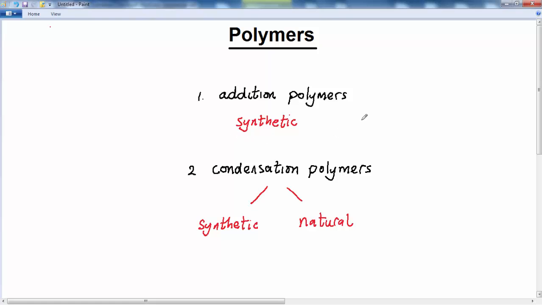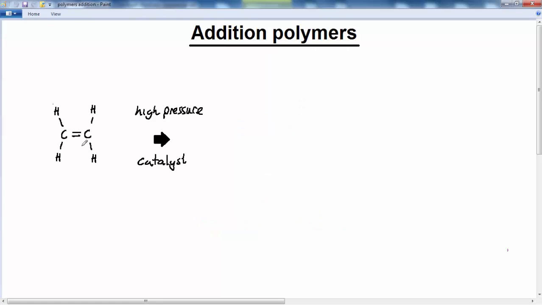So what we're going to do is start off with the addition polymers. Addition polymers are formed from alkenes, actually from ethene, and make use of the fact that there is a carbon-carbon double bond. Under high pressure and using a catalyst, this carbon-carbon double bond can open up to allow this ethene molecule to join on to another ethene molecule whose carbon-carbon double bond will then open up to allow that to join on to another ethene molecule, and so gradually, bit by bit, we get this chain of monomers forming into what we call a polymer.